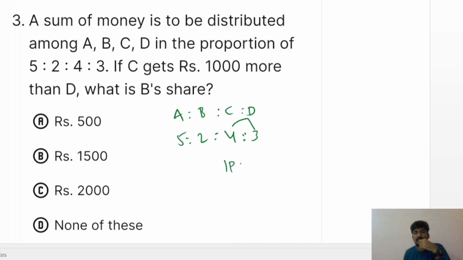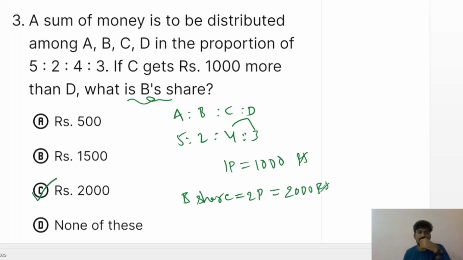So 1 part is given as 100. Here C gets 100 more than D, means 1 part is equal to 100 rupees. From this we have to find out B's share. B's share is equal to 2 parts. 2 parts is nothing but 100 into 2, then 200 rupees is B's share. Answer is C.